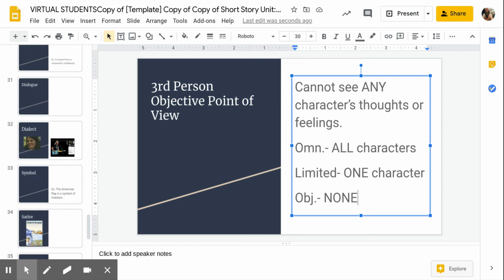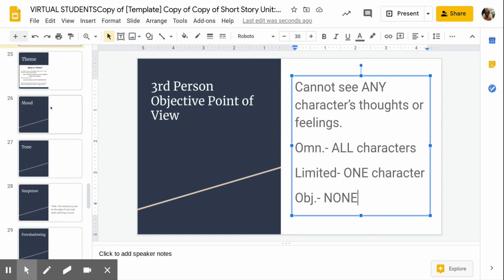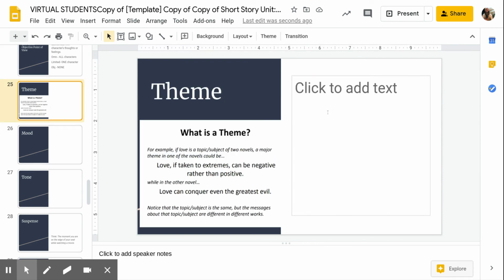But now we're going to go through some of these different literary terms. So the theme.